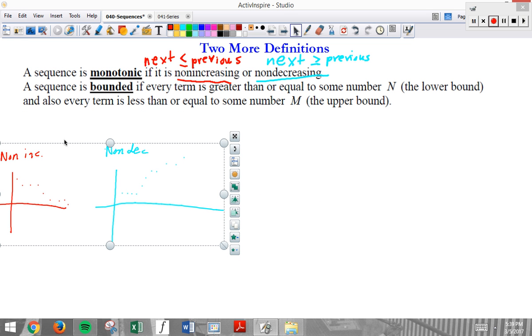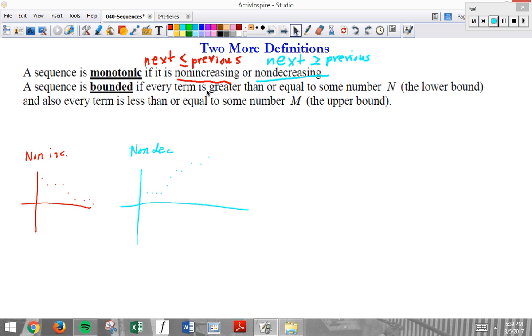Bounded. A sequence is bounded if every term is greater than or equal to some number n, and also if every term is less than or equal to some number m. So, a bounded sequence would look like this.